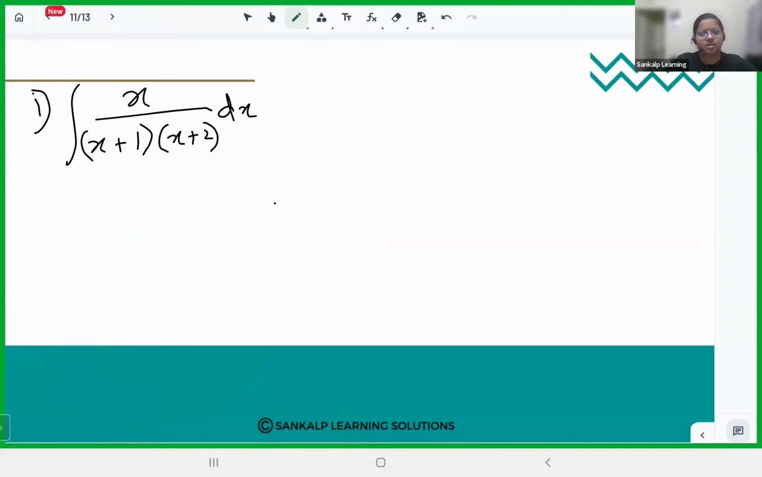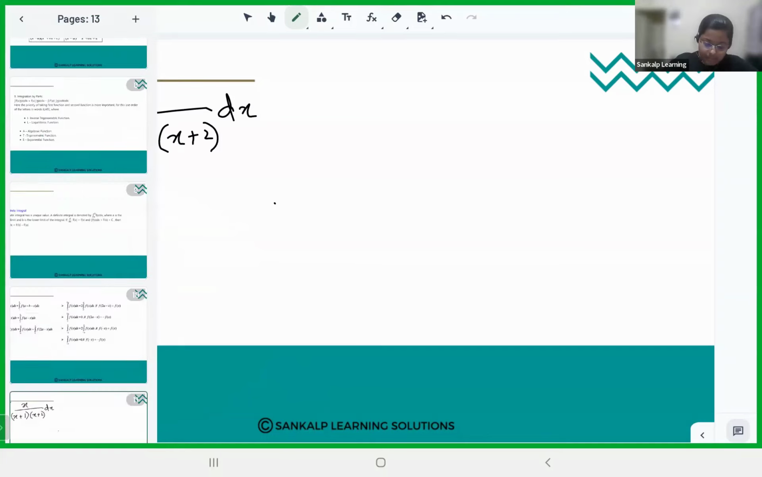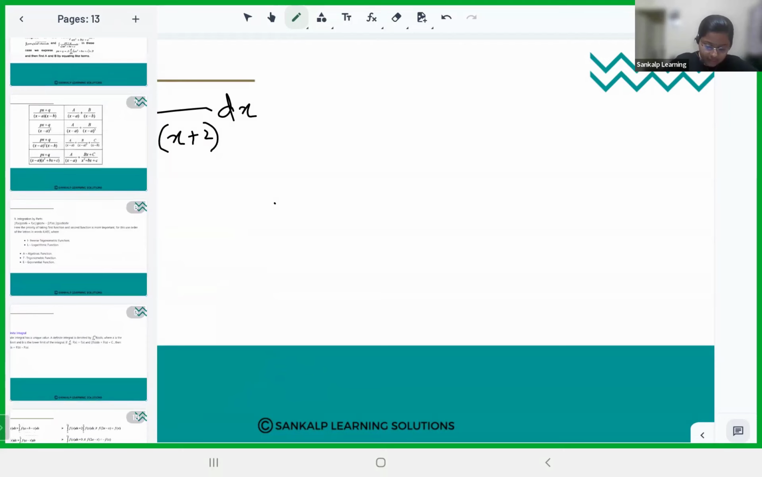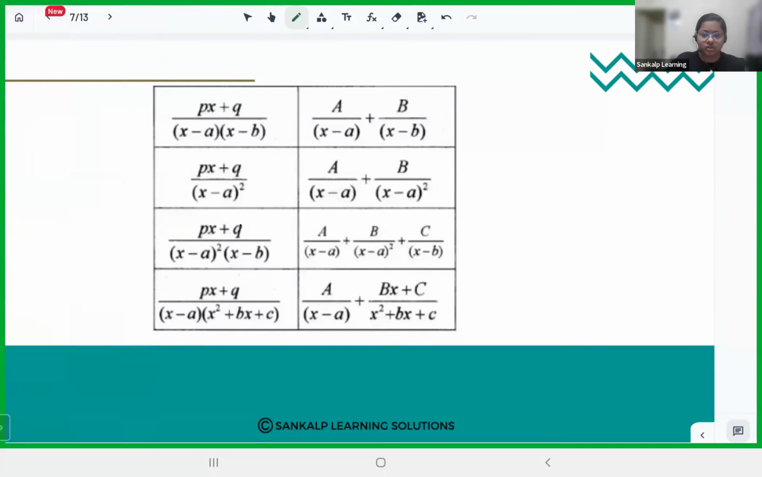So mostly in this 3-mark session, integration by partial fractions is asked. So we have already discussed how to find the integral using partial fractions, and we have discussed a table in the first class. So this was our table. If it is of the form px plus q by x minus a into x minus b, then we can split it like this: a by x minus a plus b by x minus b. Then if it is x minus a the whole square, then you should split it as: a by x minus a plus b by x minus a the whole square.